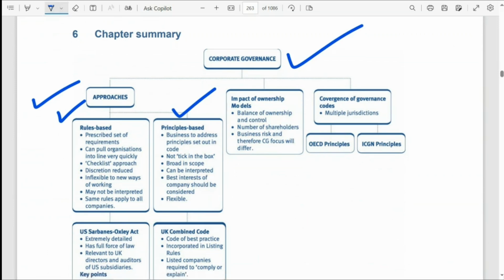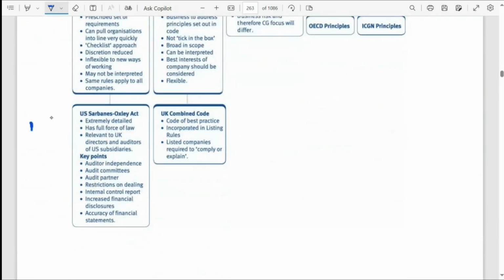Rule-based: remember, this is for the US Sarbanes-Oxley key points, and you can combine it with the code. That's all. If you are done with this area, you have covered all the understanding. Thank you. See you in the next chapter.